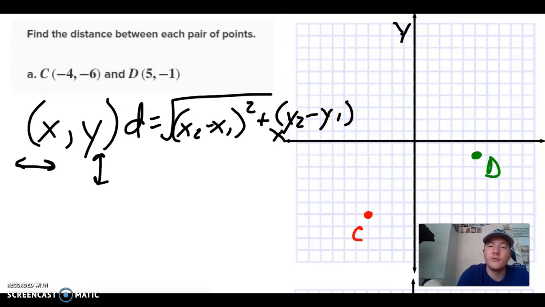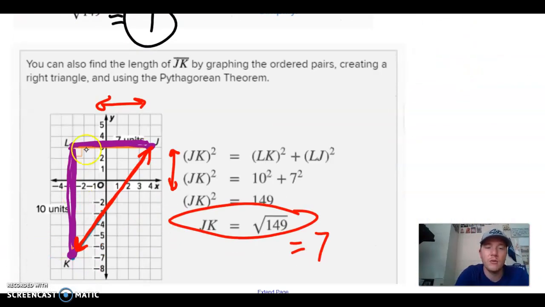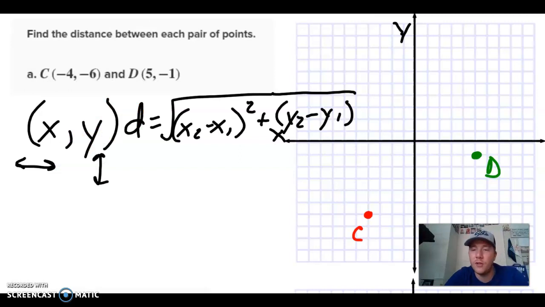You can use your distance formula, or you can do kind of what this example did down here. You can count those units. As long as you are looking or moving straight up or down or straight left or right, you can count. That'll give you the distance.